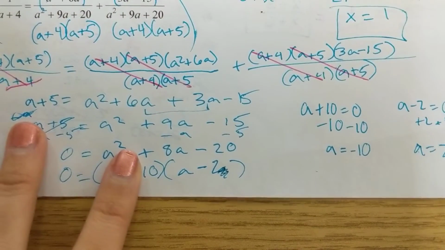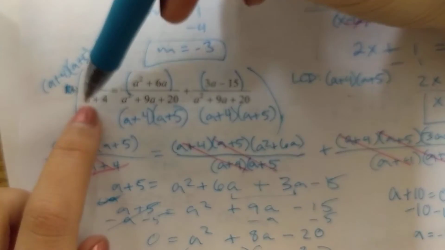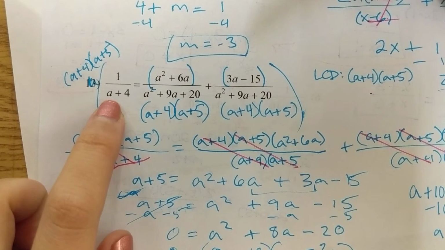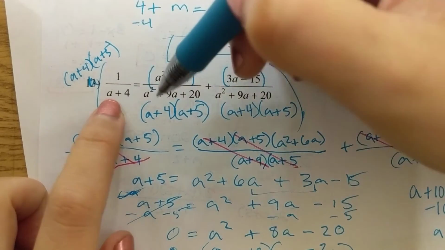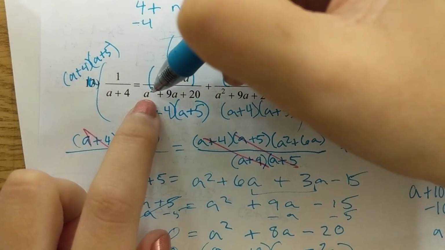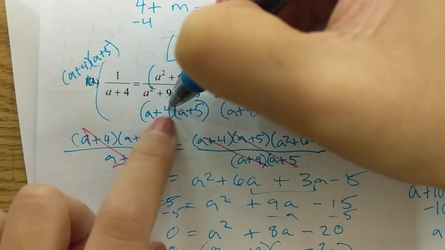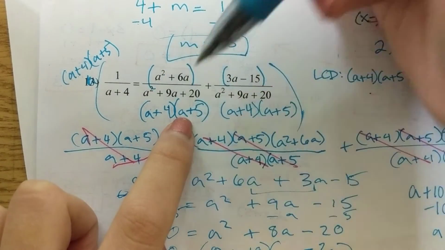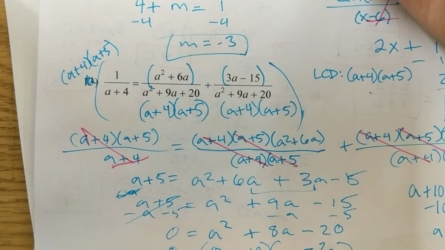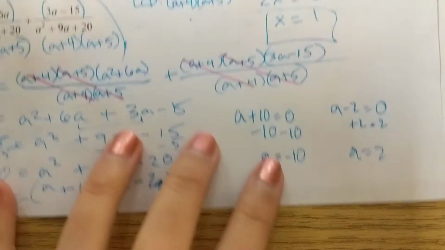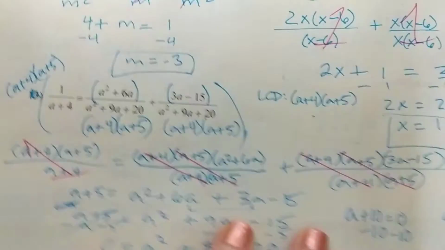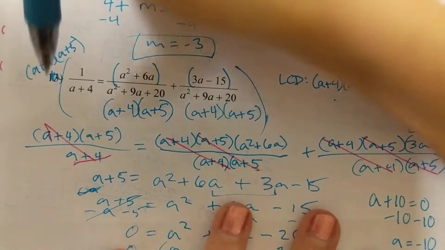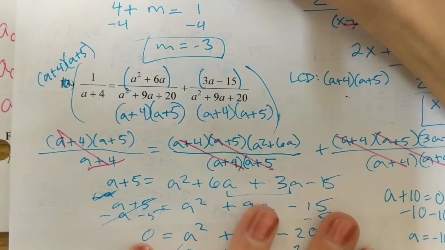You've got to check. Okay, if I plug in 2, 2 plus 4 is 6 times 2 plus 5 is 7. 6 times 7 is not 0. Yay. Okay, so 2 works. That one was kind of easy to plug in. Now negative 10. Negative 10 plus 4, not 0.